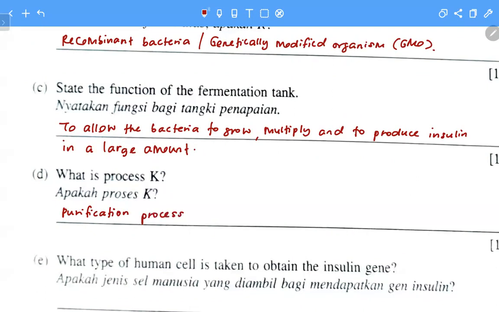So purification process is when we purify the insulin and make it pure, so that we can use it as a whole thing.